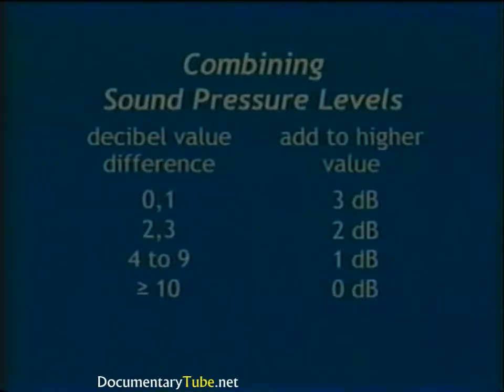If the decibel difference is 0 or 1, then you add 3 dB. 2 or 3, you add 2 dB. And between or equal to 4 and 9, you add 1 dB. If the difference is 10 decibels or greater, you can safely ignore the lower level source. Under these conditions, the higher level source is said to mask the lower one.